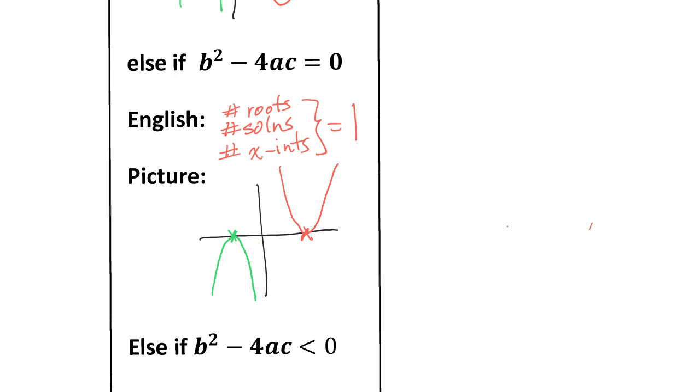Now you've seen equations like this. That would be something like y is equal to x minus 3 squared. That's it. There's no y value that moves it up or down. It just stays on the x-axis. That is when you have one solution.